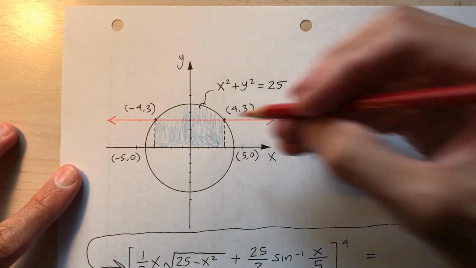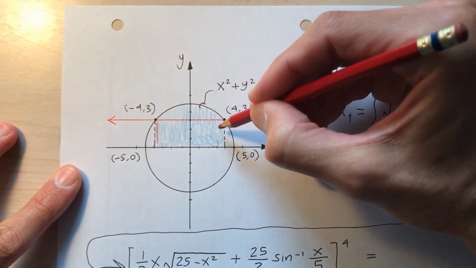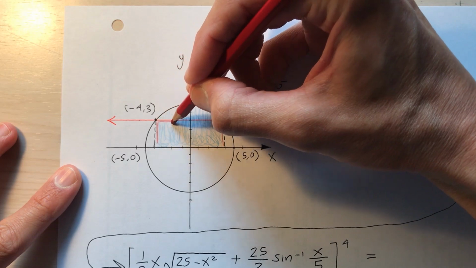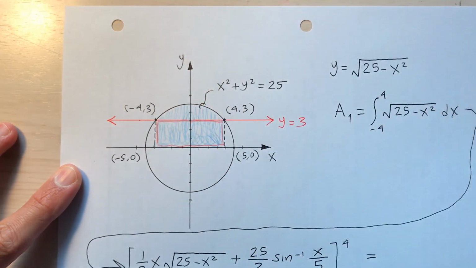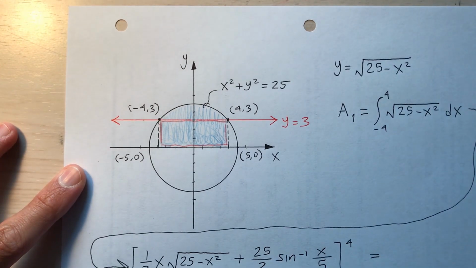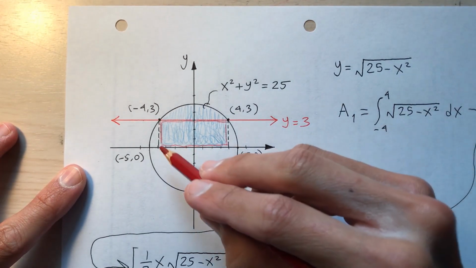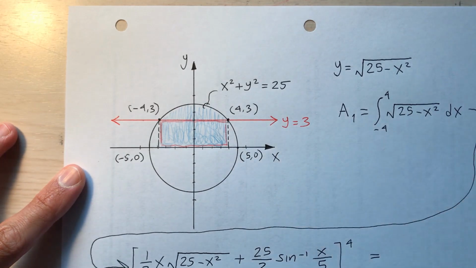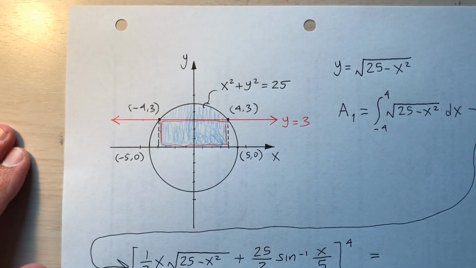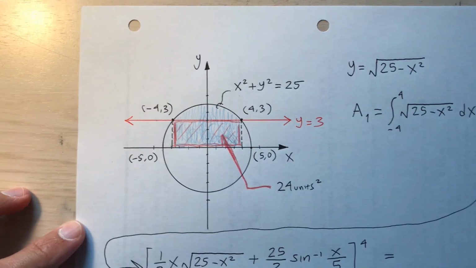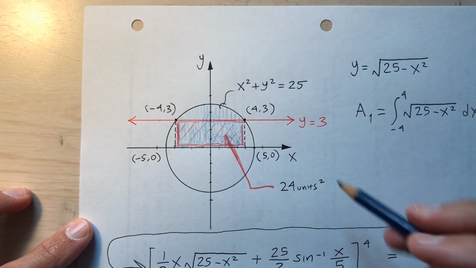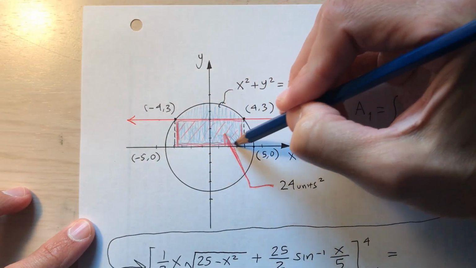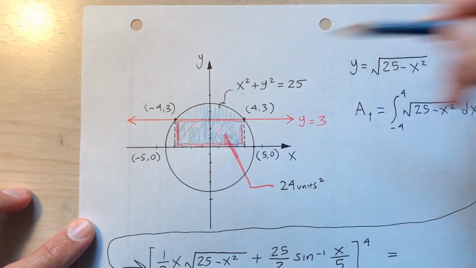Okay, the next thing I want to calculate is this rectangular area. The rectangular area, which would be the area underneath y is equal to 3, but between x is equal to -4 and x is equal to +4. So that's just a rectangle. You don't need integration to find that. It's just length times width. Okay, so when I calculate that area, it's 24 square units. 24 square units, that's the area of this rectangle right here.